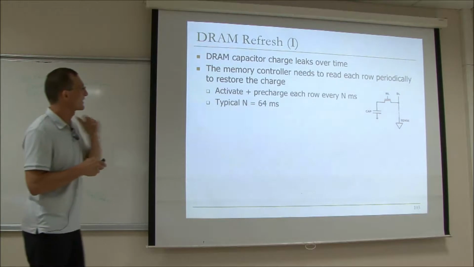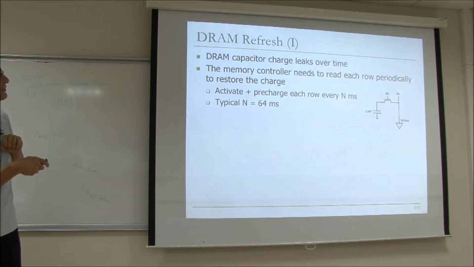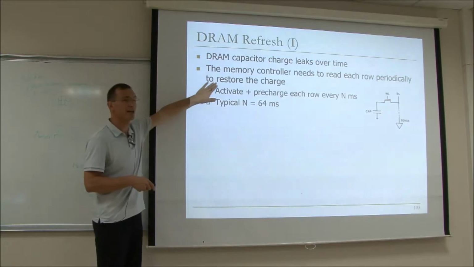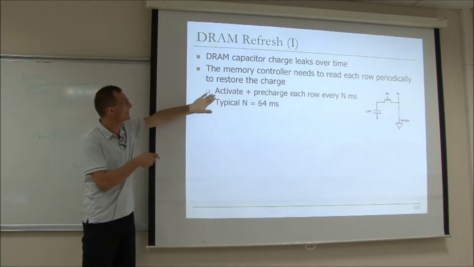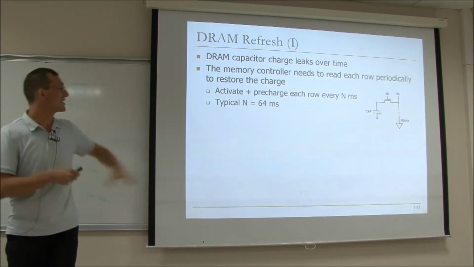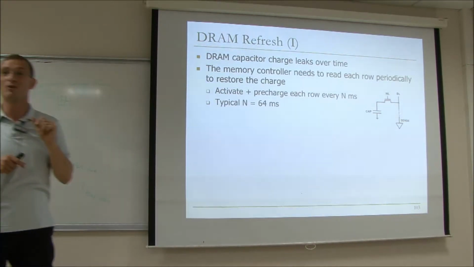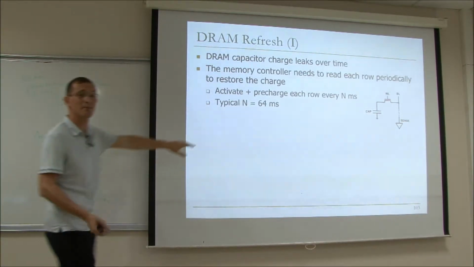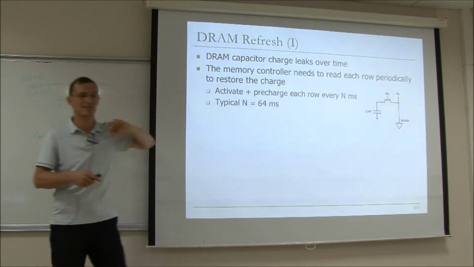Okay, I think a few more slides just to talk about how these things work. DRAM refresh, I've talked about this. DRAM capacitor charge leaks over time, and the memory controller needs to read each row periodically to refresh the charge. Basically, what does that mean? Reading each row periodically: you activate the row and pre-charge the row every n milliseconds. Today's n is 64 milliseconds. Basically, every 64 milliseconds, you're reading every single row, which is very costly. And if the temperature is high, if it's 85 degrees Celsius, this goes down to 32 milliseconds.